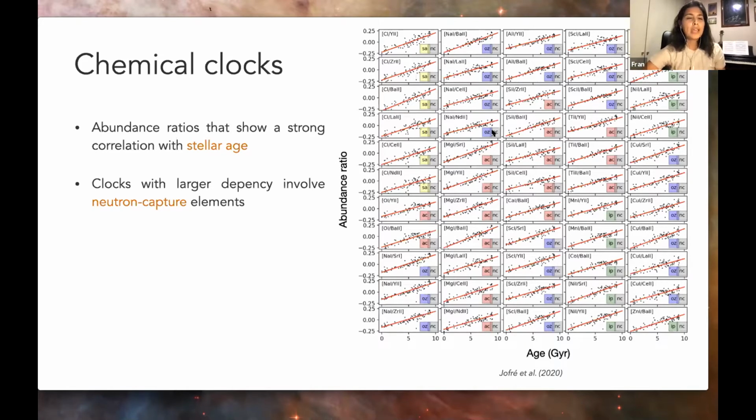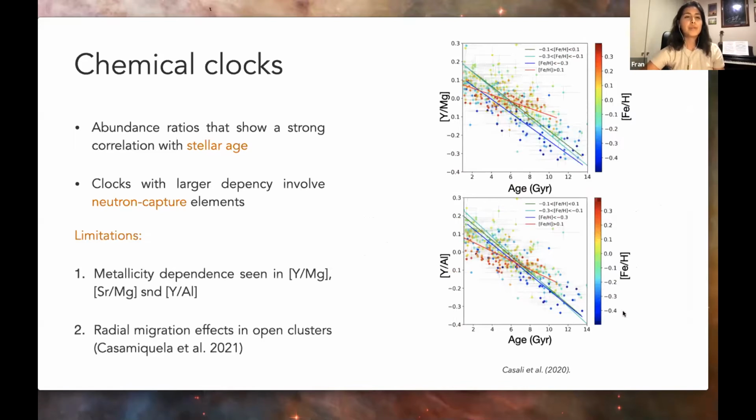For example, we know that nucleosynthetic timescales for alpha elements are much shorter than those of neutron capture. Thus, the two processes enrich the ISM at different times, and you can expect that, for example, abundance ratios like magnesium yttrium are higher for older stars. In the work of Paula Joffre, they found the same thing happens for other nucleosynthetic families in comparison with neutron capture elements.